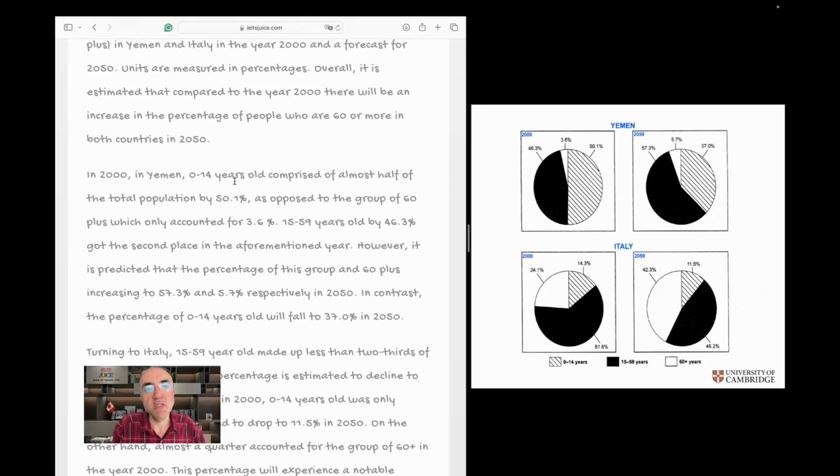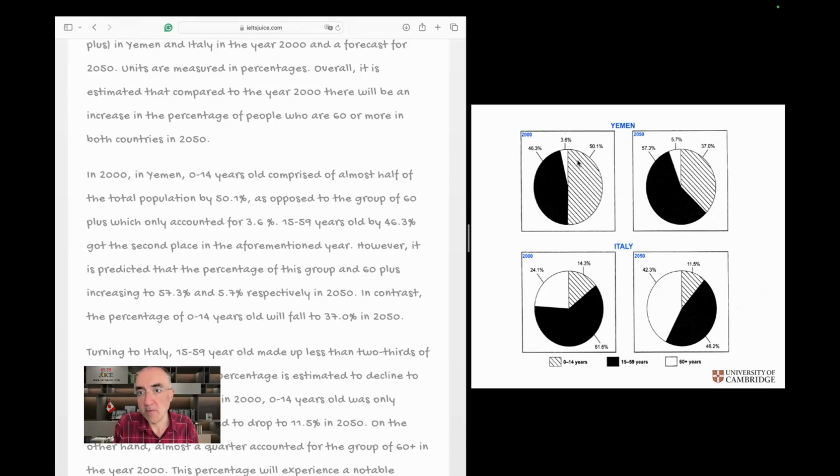0 to 14-year-olds, because this is the subject. And we want to say the people whose age is 0 to 14. So 0 to 14-year-old is an adjective. You can say 0 to 14-year-old people or 0 to 14-year-olds. Both variations would work. Comprised almost half of the total population by 50.1%. Where are we? Yemen in 2000.